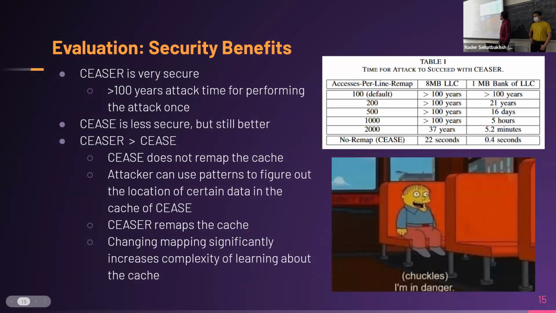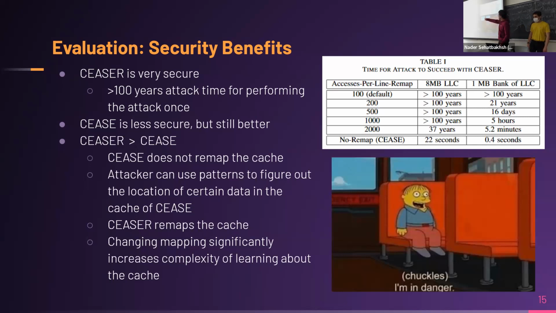Okay, so let's go over the security benefits first before we talk about the actual performance costs. CEASER, which is what we're going over in this presentation, is very secure. Like I said, it withstood over 100 years of attack, which is considered strong resistance to attack. And CEASE, which is without the randomization, the remapping of where things are in the cache, is still pretty secure, but CEASER is still better.